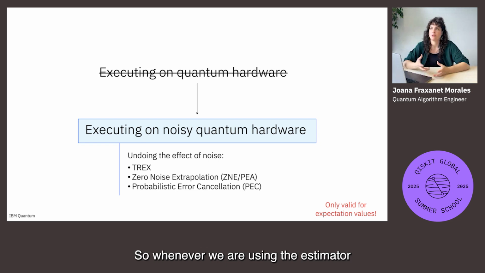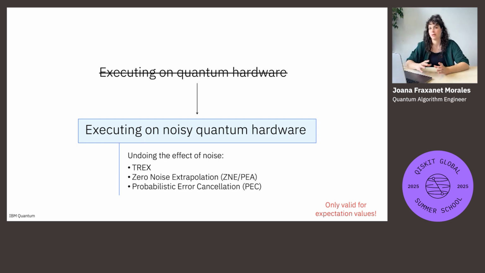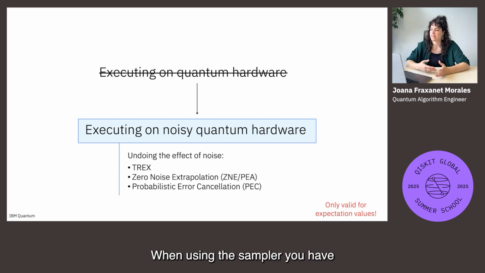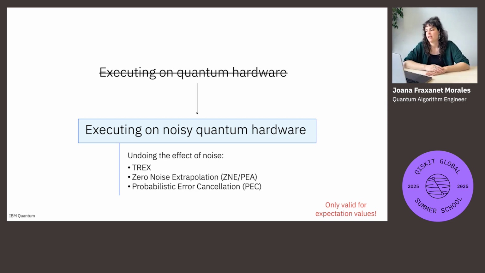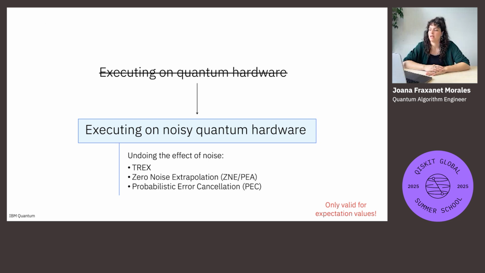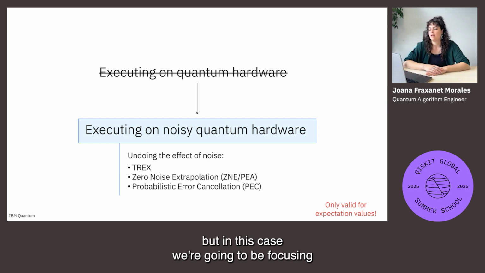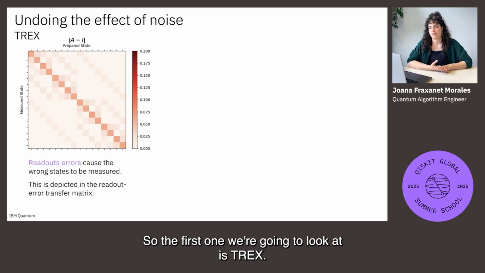So whenever we are using the estimator to get the expectation value of an observable, we have a number, and then we can undo the effect of noise on that number. When using the sampler, you have histograms of probabilities of bit strings. We cannot use these error mitigation techniques on the sampler. There are error mitigation techniques for the sampler. We've seen M3 before, but in this case, we're going to be focusing on the ones that are implemented in Qiskit. So the first one we're going to look at is T-REx.